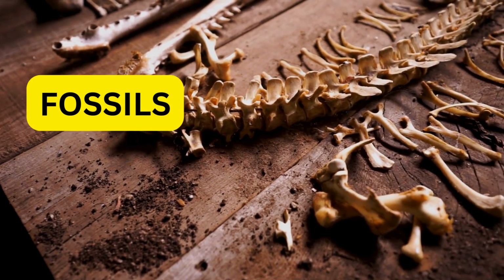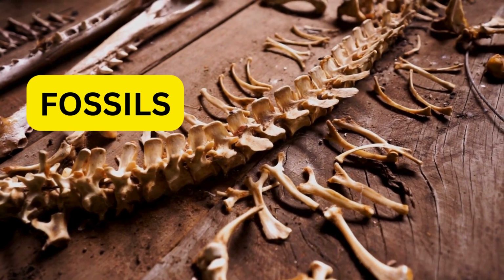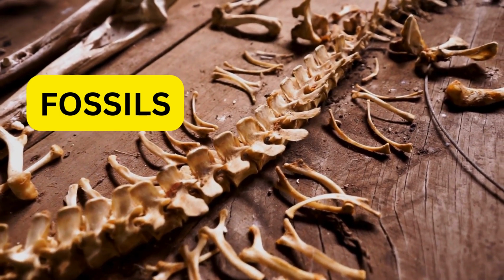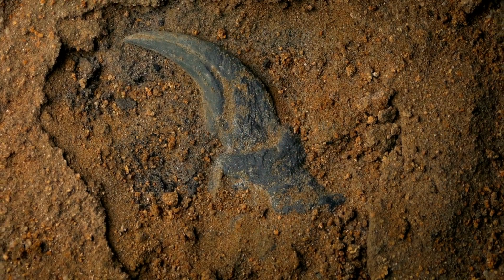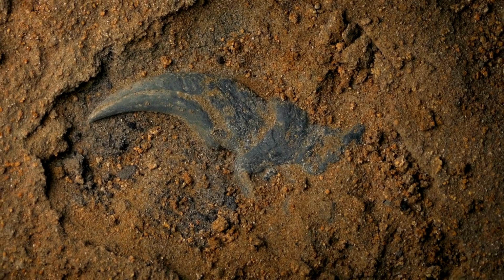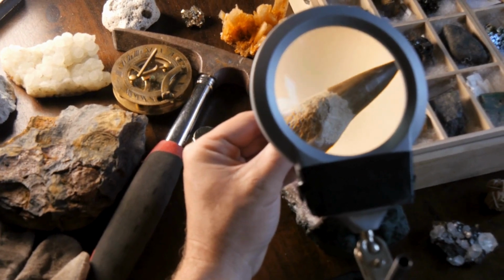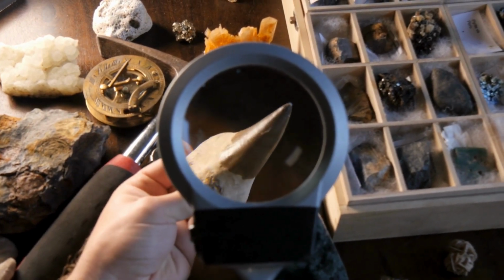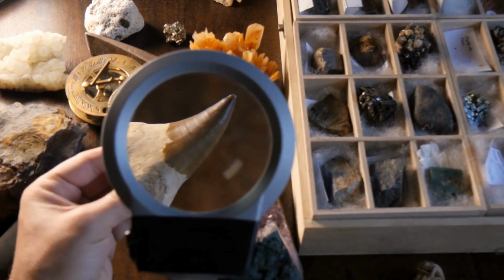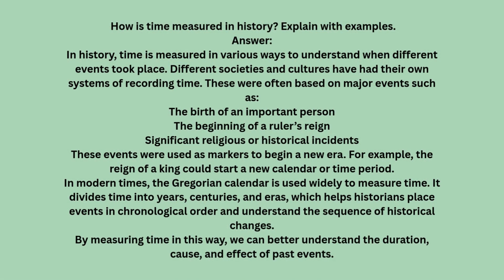Now, when we talked about fossils, fossils are the dead and decaying remains that we find under the layers of the soil. But what is the role of these fossils in understanding the past and who studies them? Fossils play a crucial role in helping us understand life on Earth millions of years ago. They are the preserved impressions or remains of plants and animals. They provide evidence of creatures that once lived but are now extinct. The experts who study fossils are called paleontologists, and they carefully examine fossils to find out when the organism lived, what it ate, how it moved, and this helps us in reconstructing ancient environments and understanding the evolution of life on earth.